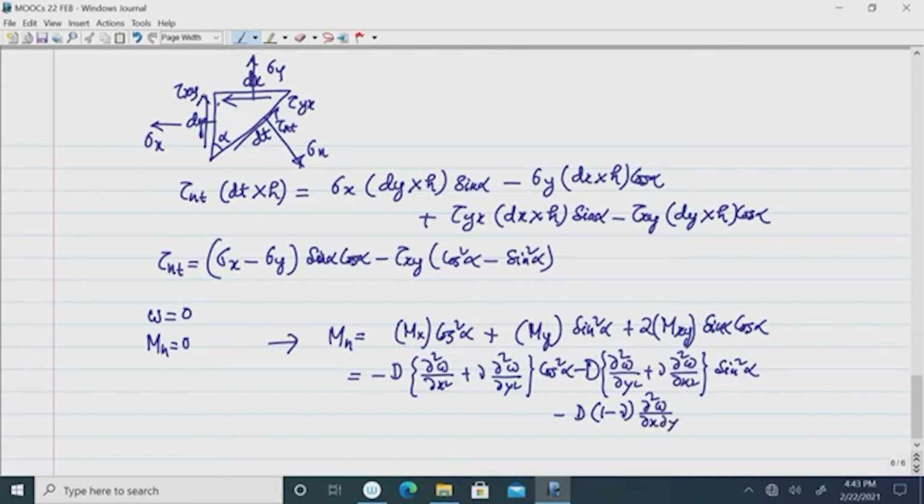Now, after rearranging this, you will find that this gives you a very interesting expression: m n equals minus d and del square w del n square. So, that is the Cartesian derivative del square w del x square into cos square alpha, and then del square w del y square sin square alpha, and then del square w del x del y and your cos alpha sin alpha, that is there in this term.